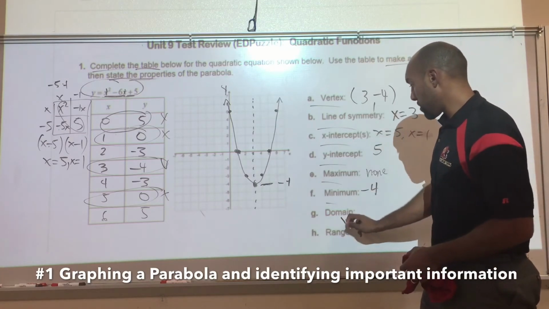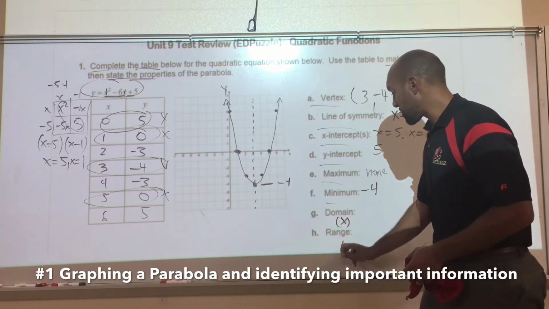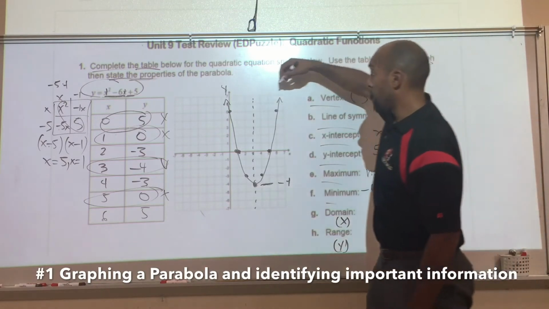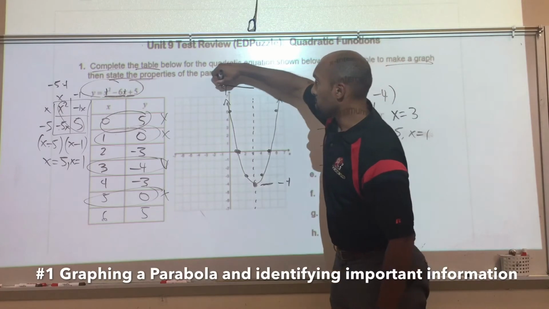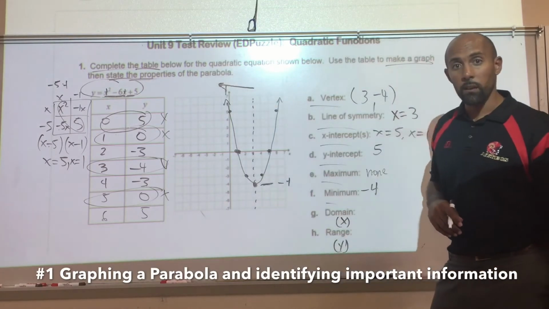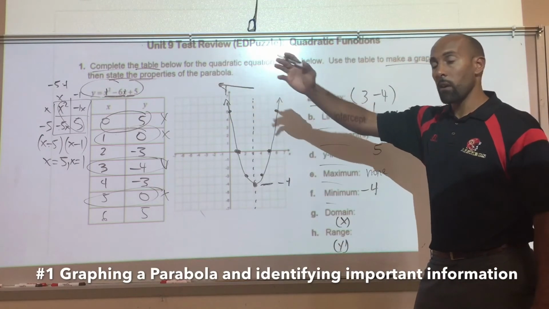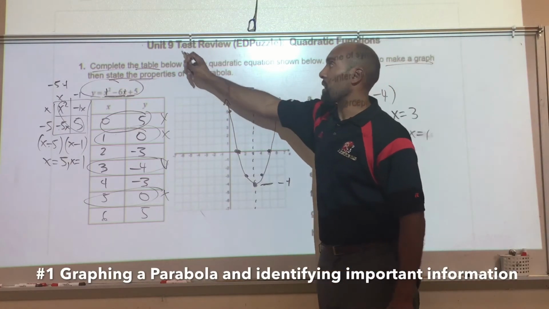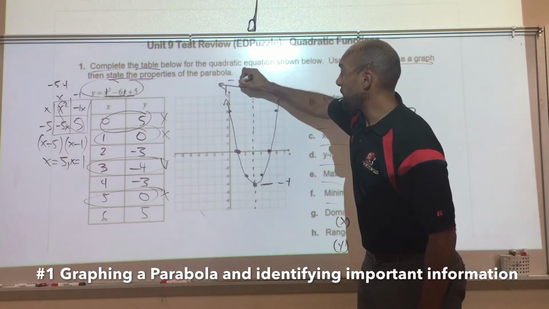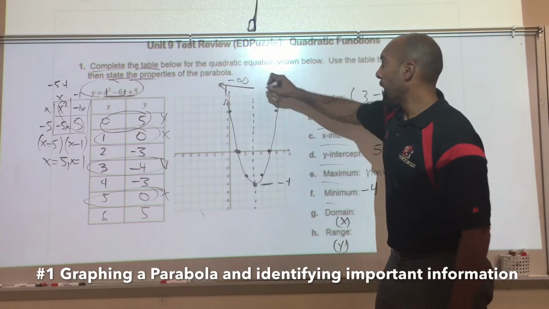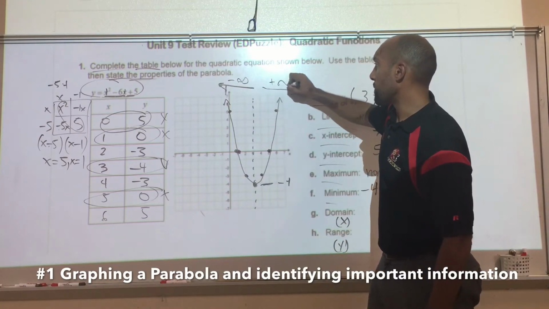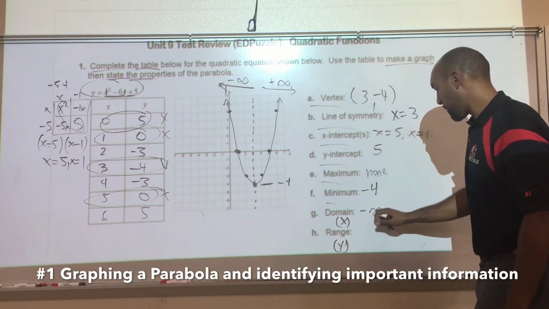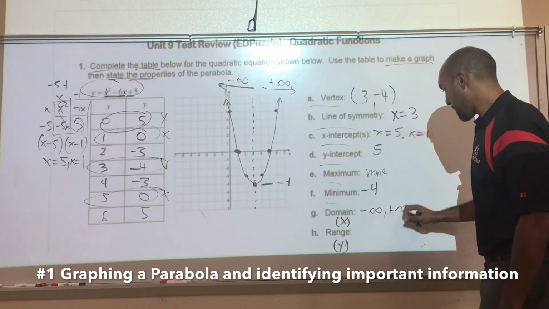Now domain. Domain, remember, is all your x values. Range is all your y values. So I'm looking at it as what is x as it goes to the left? What is it doing? Does it just go off forever, this graph? Or does it stop at some point? And if you look at this line, it goes up and to the left forever and ever and ever. So negative infinity to the left. And then to the right, positive infinity, because it does the same thing going the other way. So domain, negative infinity, and positive infinity.